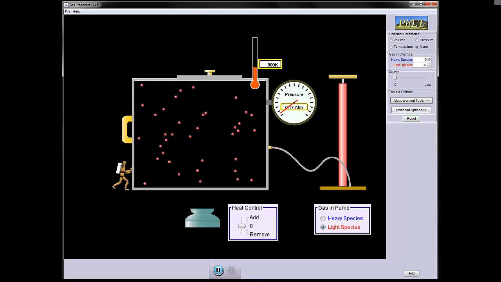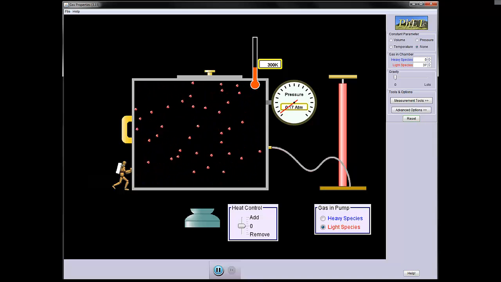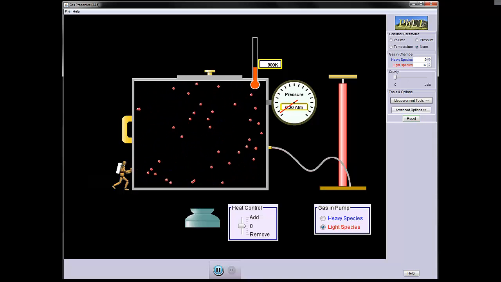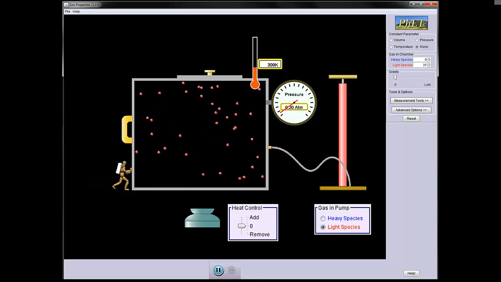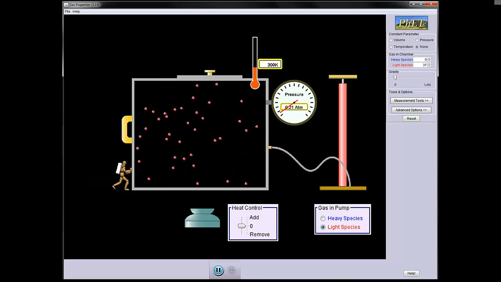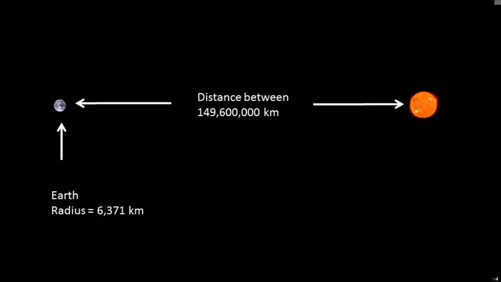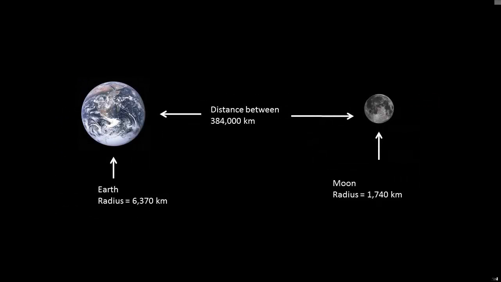However, it has a few limitations. One of the assumptions that it makes is that gas molecules have no volume that they take up. This is a pretty good assumption when things are really far apart. However, when things are closer together, it starts to fall apart. If we look at the distance between the Earth and the Sun, it doesn't matter if we calculate from the center of the Earth or the surface of the Earth. That distance is so great compared to the diameter of the Earth that it doesn't make any difference in the calculations. If we look at the distance from the Moon to the Earth, it now makes a difference.